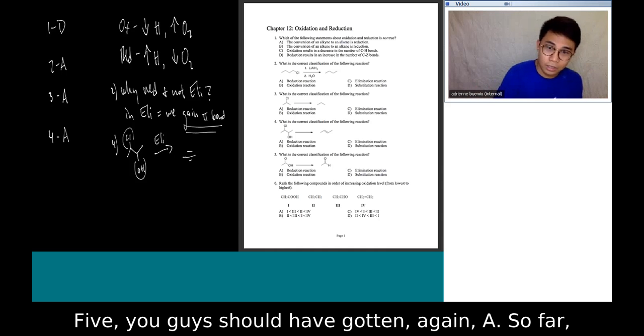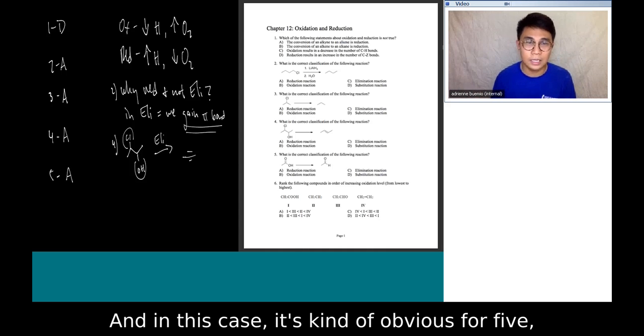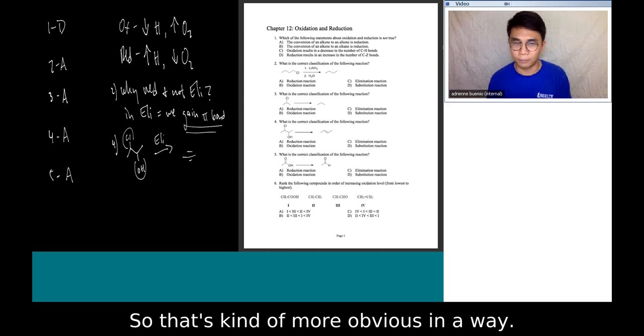Okay, five. You guys should have gotten A again. So far all reduction, right? And in this case, it's kind of obvious. For five, instead of losing a CZ bond, we actually lost an oxygen. So that's kind of more obvious in a way.